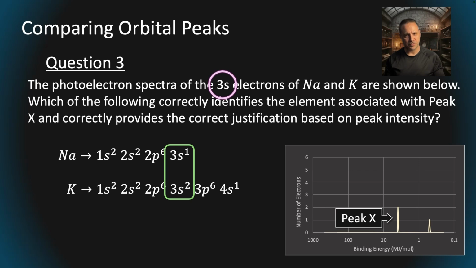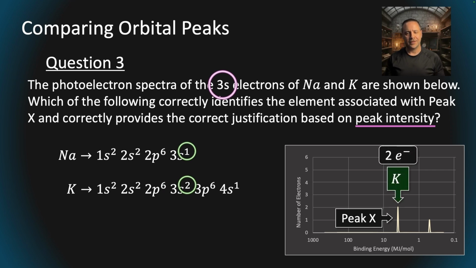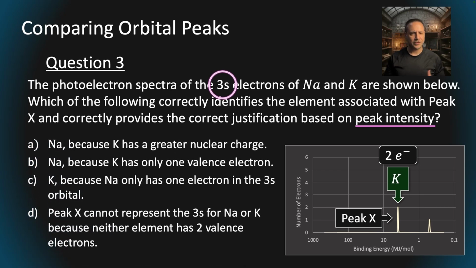See how the difference jumps out at you? Take the time to write it down. And, like many questions on the AP exam, this one's looking for a specific justification based on peak intensity. Peak intensity is equal to the electrons in that orbital. Since peak X has a height or intensity of 2, that one is potassium. Now that I've identified my answer, let me take a look at the choices. And the only one that matches my opinion is option C.